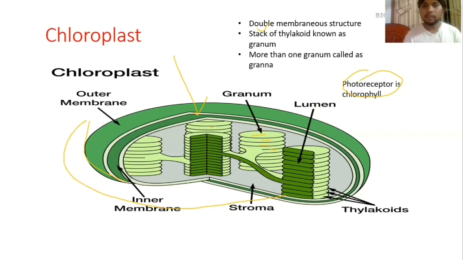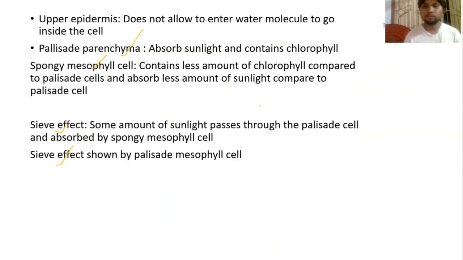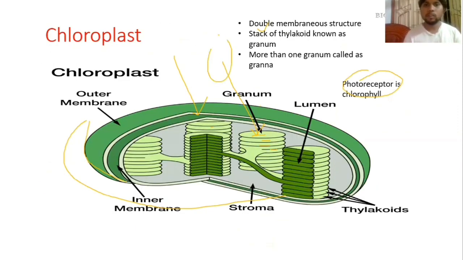Now in the granum, mainly light is coming. See here, light is hitting here. It is passing through the mesophyll cell. Remember, this is our upper epidermis. Light hits here and goes into the mesophyll cell, palisade mesophyll cell or spongy mesophyll cell. Here we have the chloroplast, where light goes inside the granum. And here is your lumen.